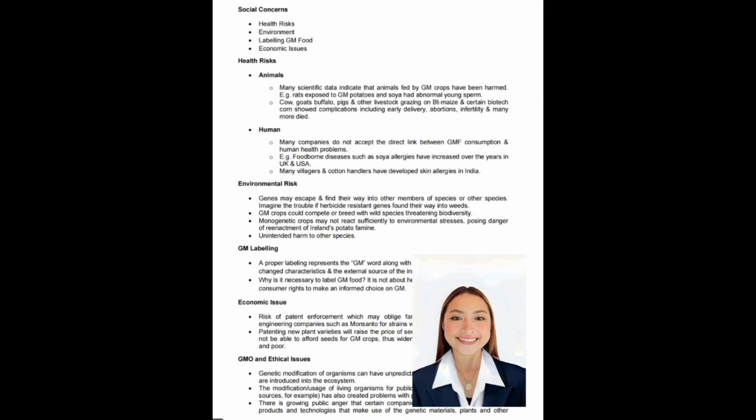Many companies do not accept the direct link between GMO consumption and human health risks. For example, foodborne diseases such as soya allergies have increased over the years in the UK and US. Many village or cotton handlers have developed skin allergies in India.